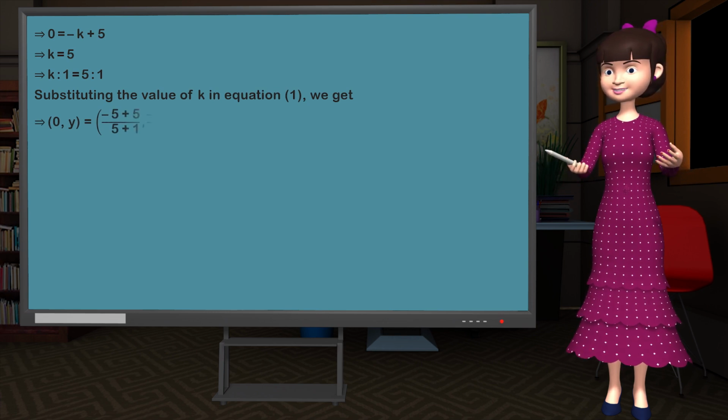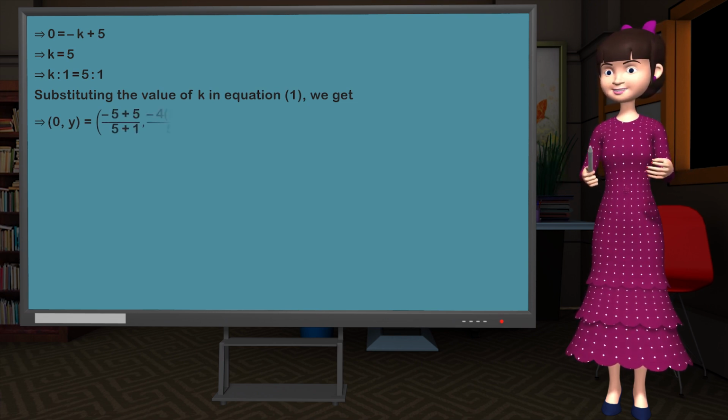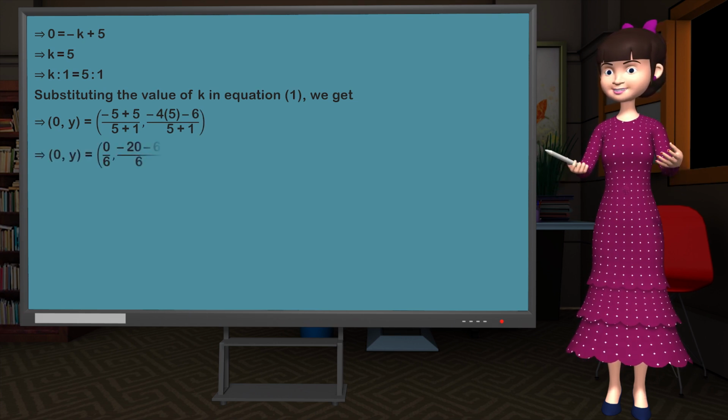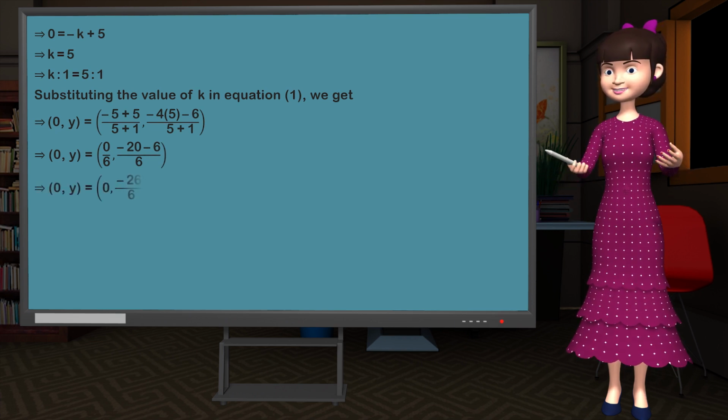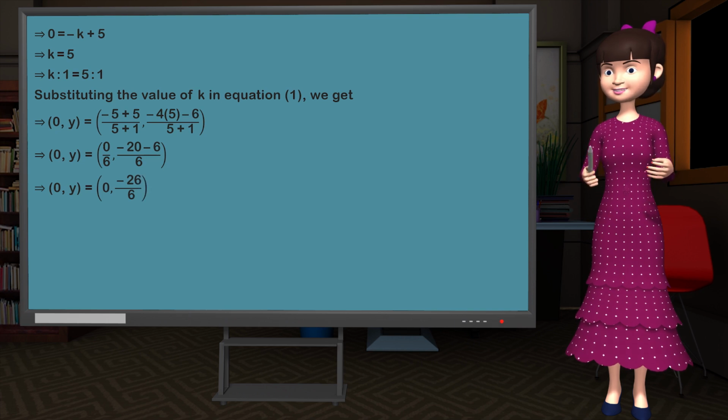Substituting the value of k in equation 1, we get (0, y) is equal to ((-5 + 5)/(5 + 1), (-4(5) - 6)/(5 + 1)). This implies (0, y) is equal to (0/6, (-20 - 6)/6), which gives (0, y) is equal to (0, -26/6). Solving this, we get (0, y) is equal to (0, -13/3).